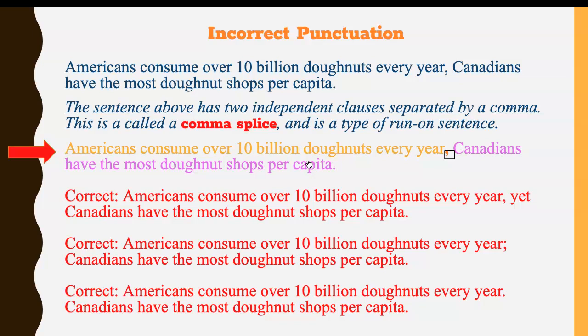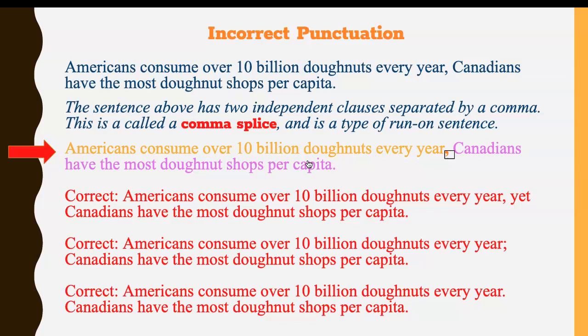Anyways, side rant over. So as you can see, they put a comma after year and before Canadians. This is called a comma splice because this isn't enough to fix your run-on sentence. What you want to do is fix it like we normally would.